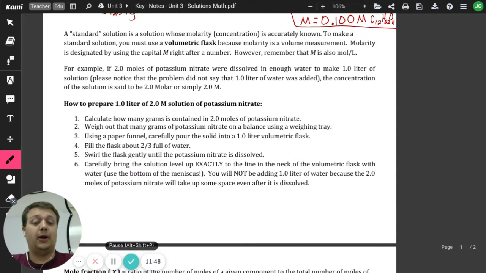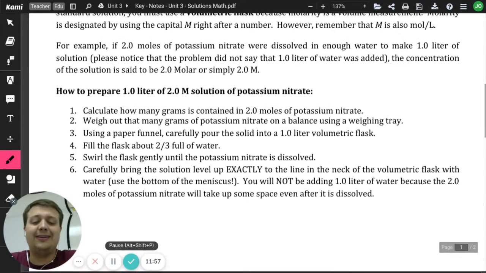So how to prepare a solution. If I want to make 1 liter of a 2 molar solution of potassium nitrate, here's what I need to do. The very first thing that I need to do is calculate how many grams is contained in 2 moles of the potassium nitrate. Because remember, we've got moles divided by liters, and that would be our concentration, right? And we know it's out of 1 liter, so that's what we're going to use for our actual equation. So I have 2 moles of that potassium nitrate. I convert that into grams.